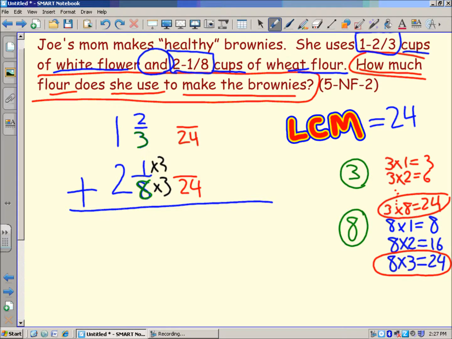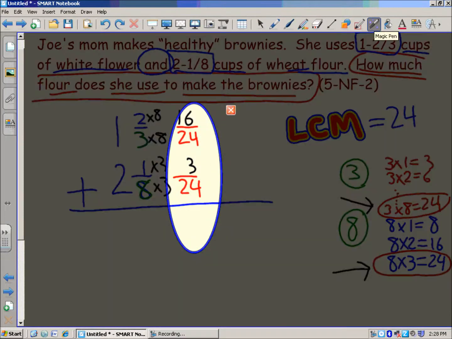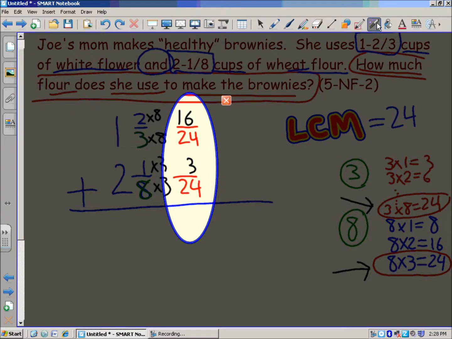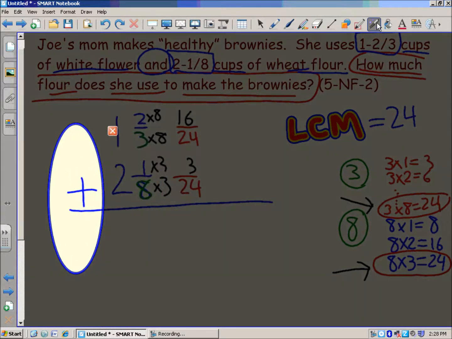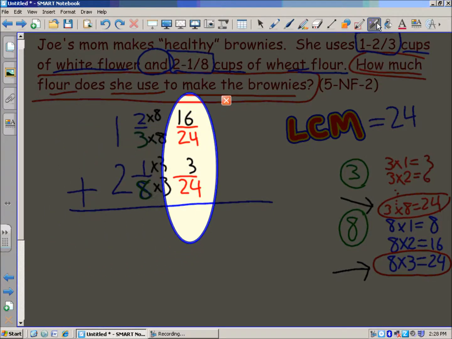And 1 times 3 equals 3. What you do to the denominator, you must do to the numerator. 3 times something equals 24. And if you're not sure, you can go back over here at your multiples work and just say, oh yeah, 8 times 3 or 3 times 8. Either way, they come up with the same product. So 3 times 8 equals 24. So multiply that numerator by 8. 2 times 8 equals 16. Now you've got something you can work with. You've got 3/24 plus, well, if you go back, it was addition. That was our operation. Trying to find the total amount of flour in there.